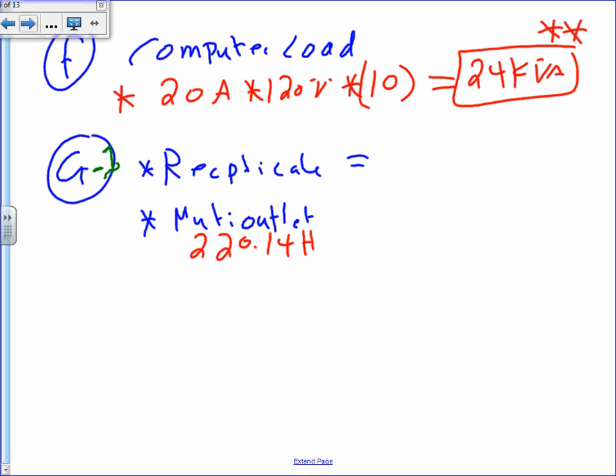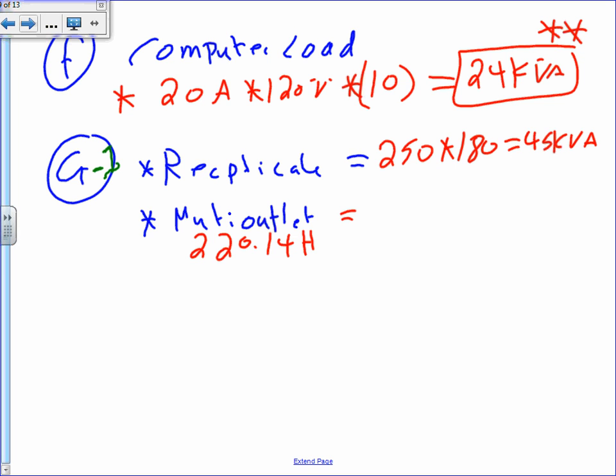Receptacles. Let's talk about receptacles. So how many receptacles do I have? 250 receptacles. Multiply each receptacle by 180. That will get you 45 kVA.